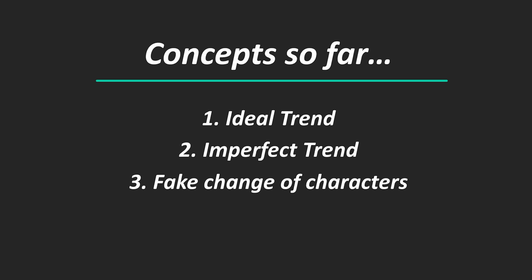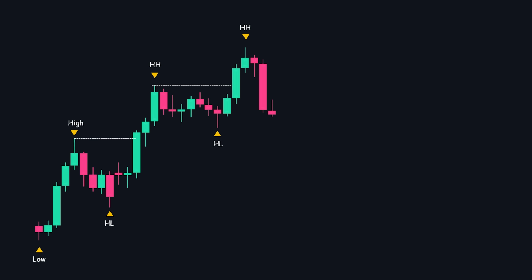Now, let's continue with real reversals. A true reversal is not just a single break of previous structure, but a sequence of events and a shift in behavior. First, price fails to create a new high, showing weakness, then breaks a protected low with strong momentum.